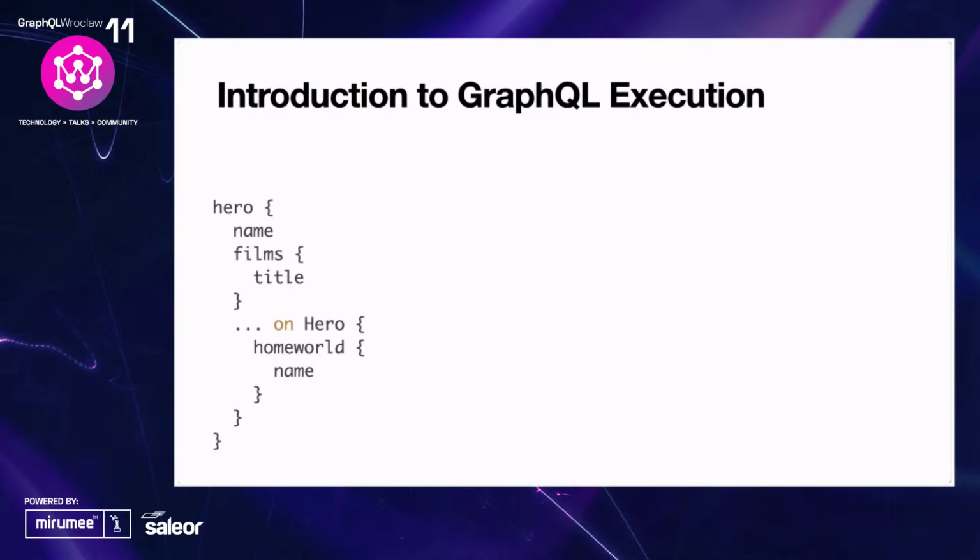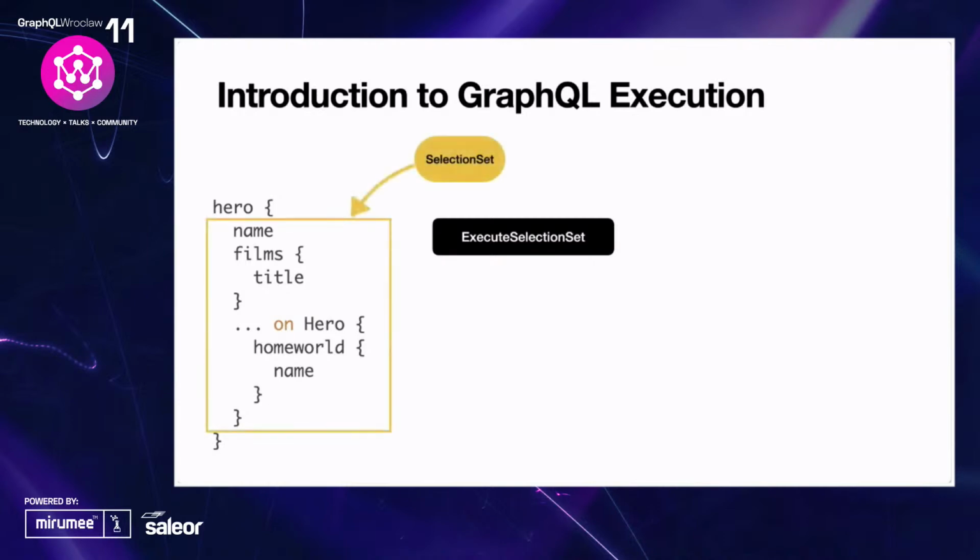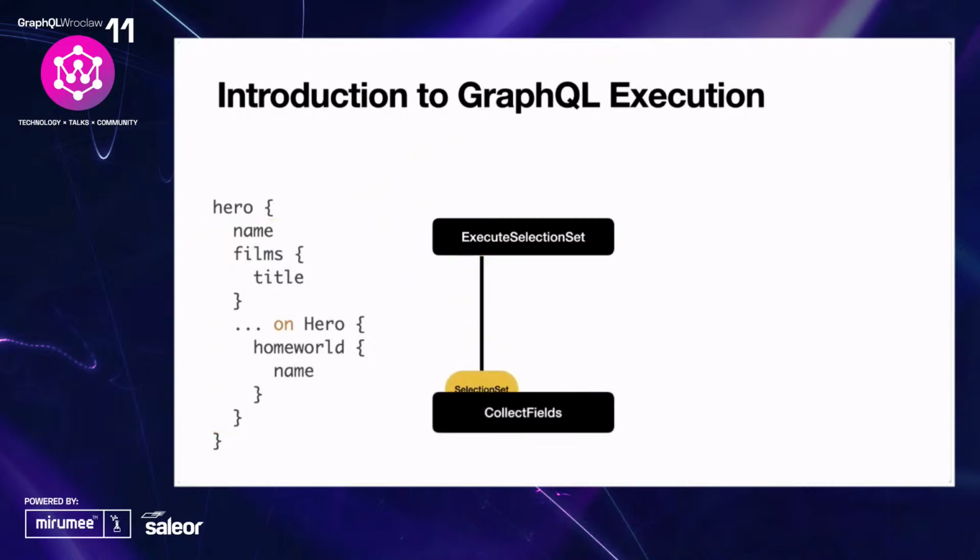So the spec starts off with a function called execute selection set. And a selection set is a group of fields, inline fragments, fragment spreads, basically everything that could appear next to each other under the same object. And then what execute selection set does is it takes this selection set and passes it to a function called collect fields. Collect fields is going to recursively iterate through any inline fragments or fragment spreads and return a deduped list of fields back to execute selection set.